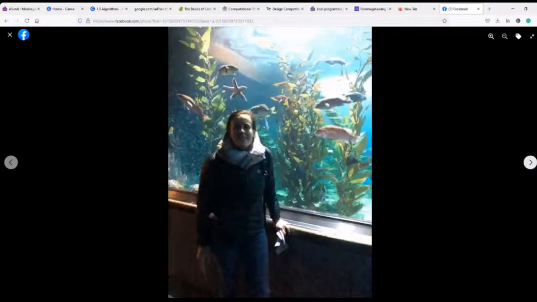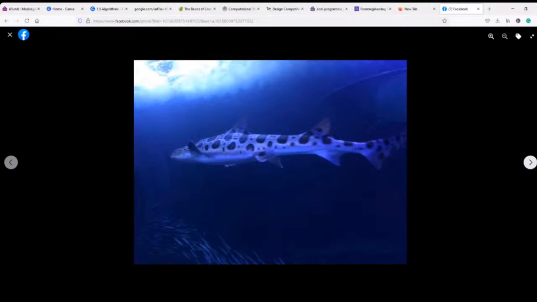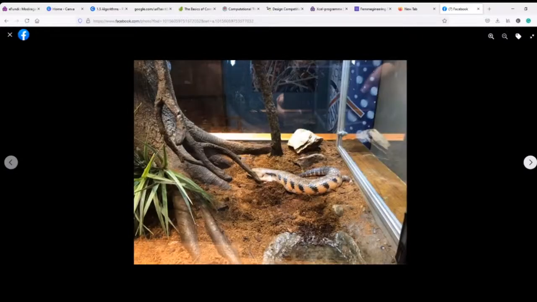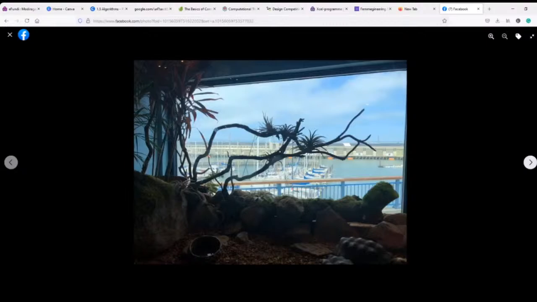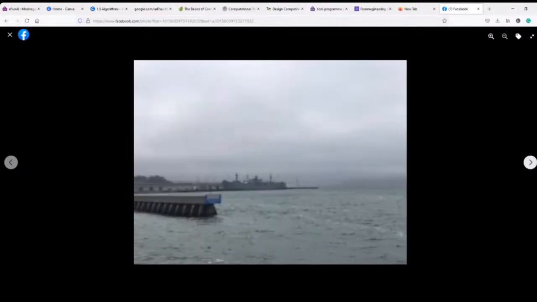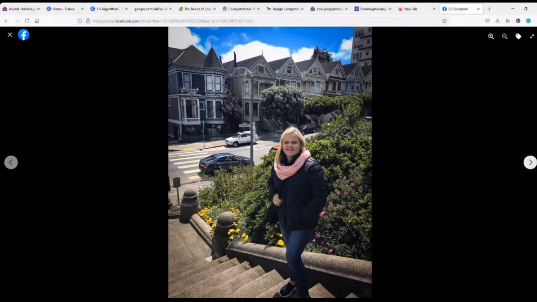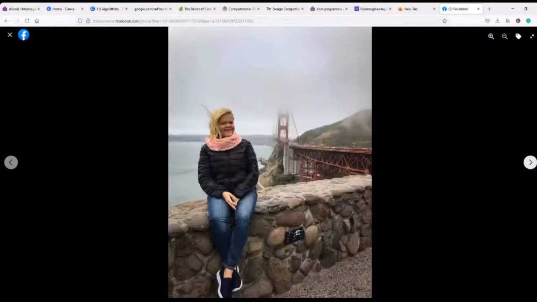We visited some very interesting places, like some of the world's most interesting and diverse aquariums. We saw animals that we didn't even think could exist. There is the famous Painted Ladies. You might have seen these buildings in a number of films. There we are at the Golden Gate Bridge. You see it's very, very windy.